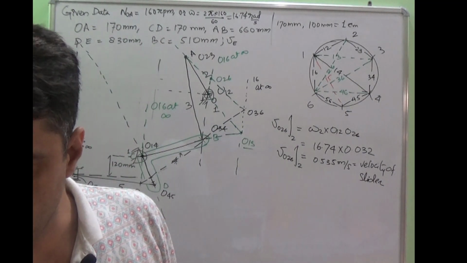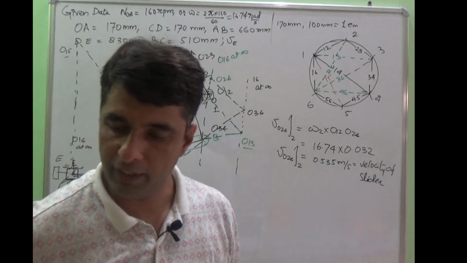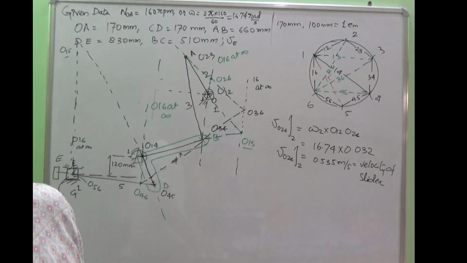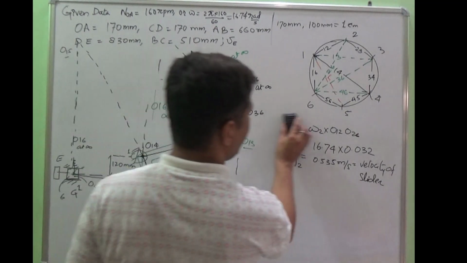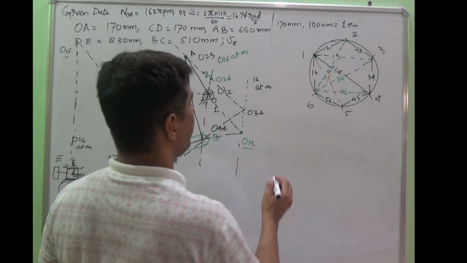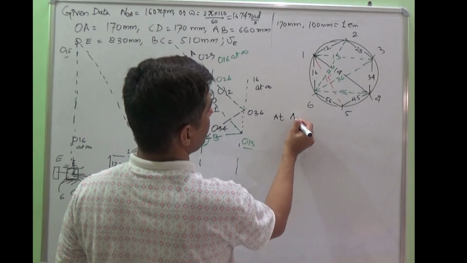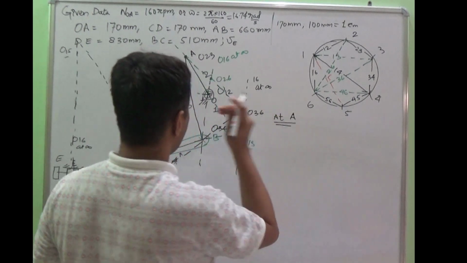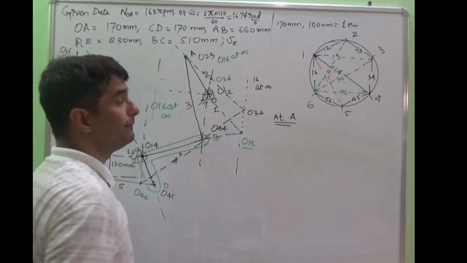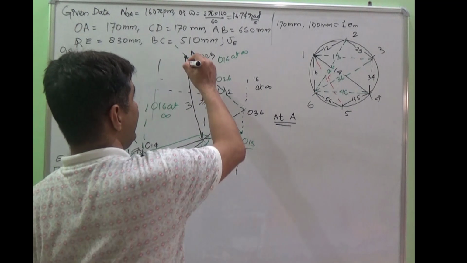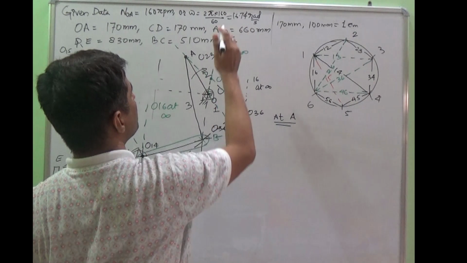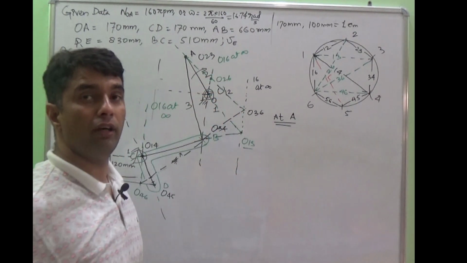Now the next thing is to find the velocity of rubbing at different points. Let's say we begin estimating the velocity of rubbing. So first of all, we can find the velocity of rubbing at pin A. To find the velocity of rubbing at pin A, we need the angular velocity of link 3. Since this link is rotating in the clockwise direction, that information we have, and omega 2 also we have, but we don't have omega for link 3.